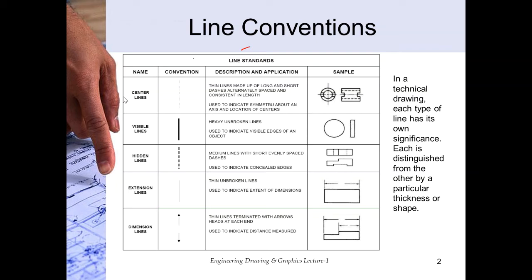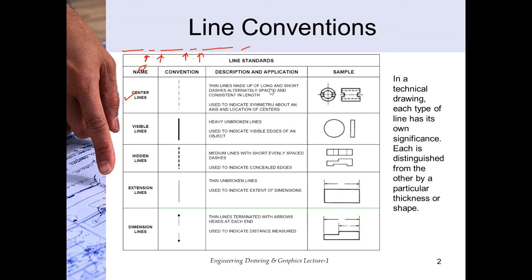The first one we have is center lines. The convention of a center line is that it is a long dash, a small dash, and then a long dash, then a small dash, and a long dash. So it's not a continuous line. Not being continuous means that it's breakable. There are breaks here, breaks here. It's not a continuous line.